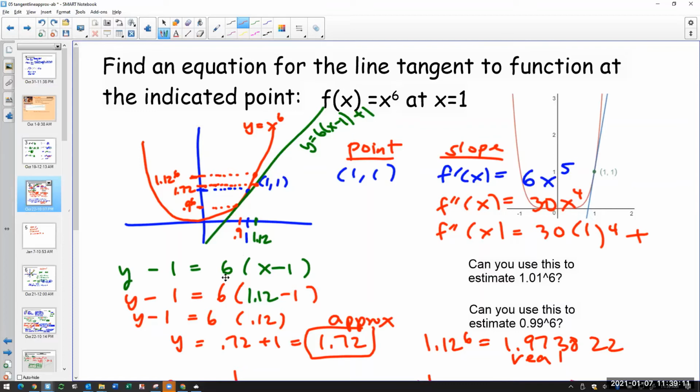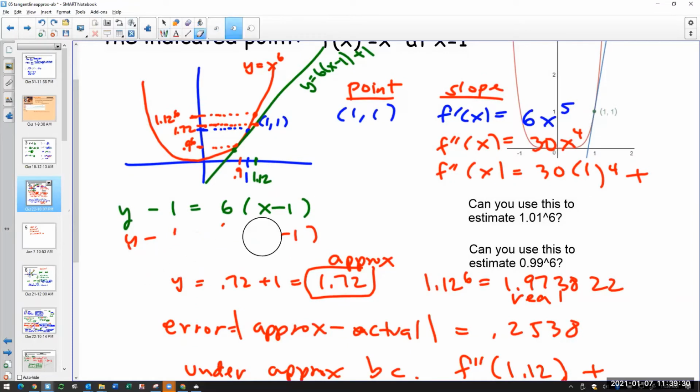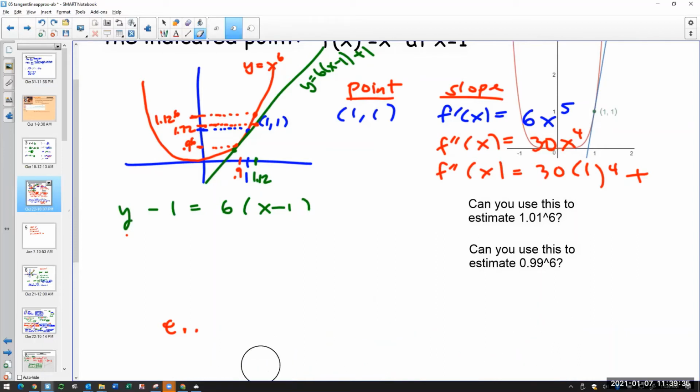All right, but what if I use this green line, okay, to figure out what 0.9 raised to 6 is? If I estimate it, look at where it is. It's not that far below, right? It's not that far below. So let's try it. This is my green line right here. Instead of plugging in 1.12, let me plug in 0.9. Let's figure out what 0.9 raised to 6 is, about. This is called the tangent line approximation. What am I going to put into that x? 0.9. Okay, minus 1.